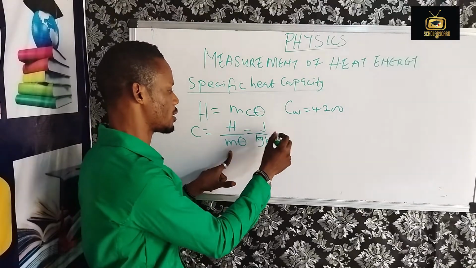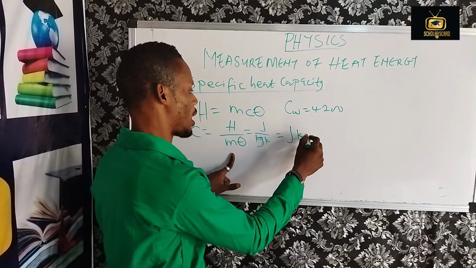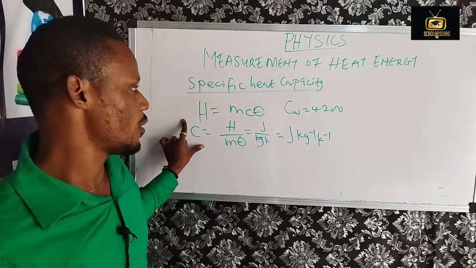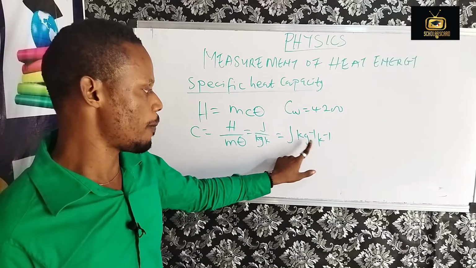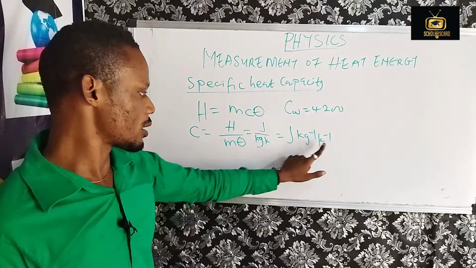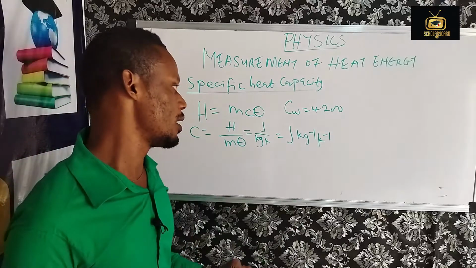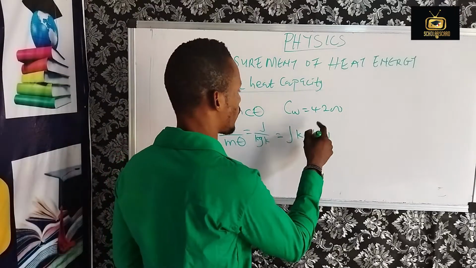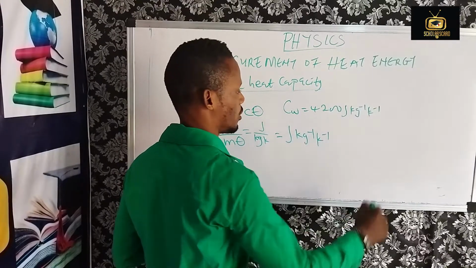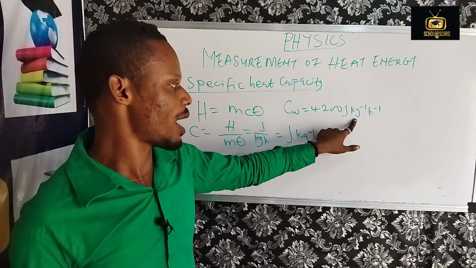So we can say that joules, when kilogram comes in, will be per kilogram per Kelvin. So the unit of specific capacity of a substance is joules per kilogram per Kelvin, where joules stand for energy, kilogram for the mass, and Kelvin for the temperature. So this is the unit of specific heat capacity. Therefore, the specific capacity of water is 4,200 joules per kilogram per Kelvin. This is the measured standard.